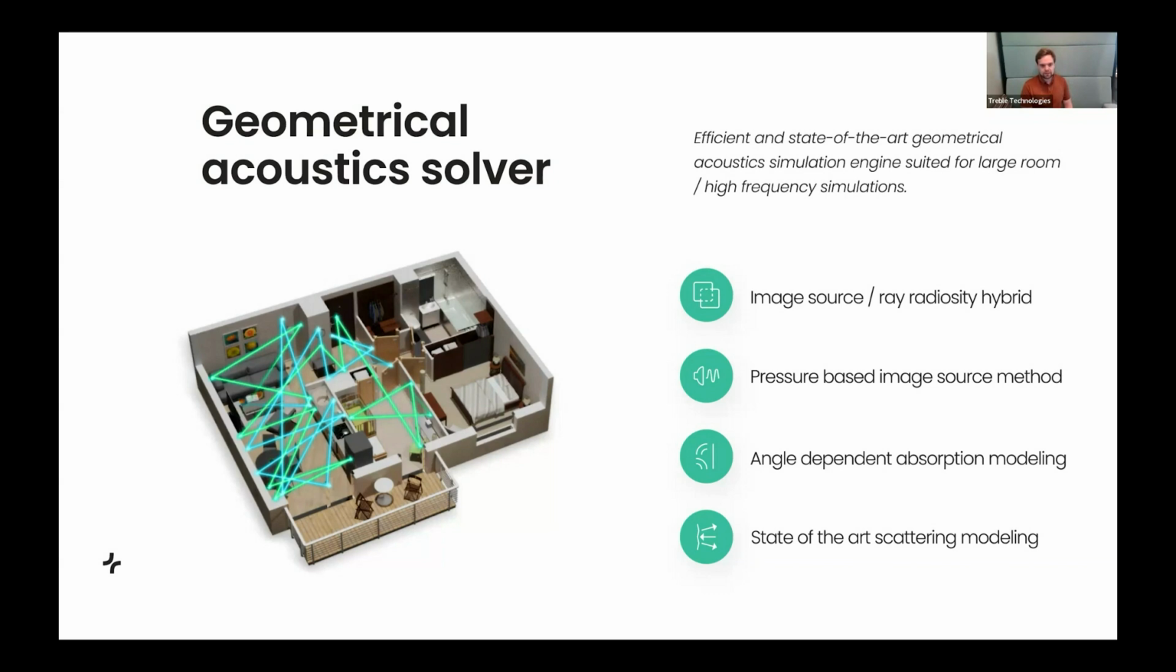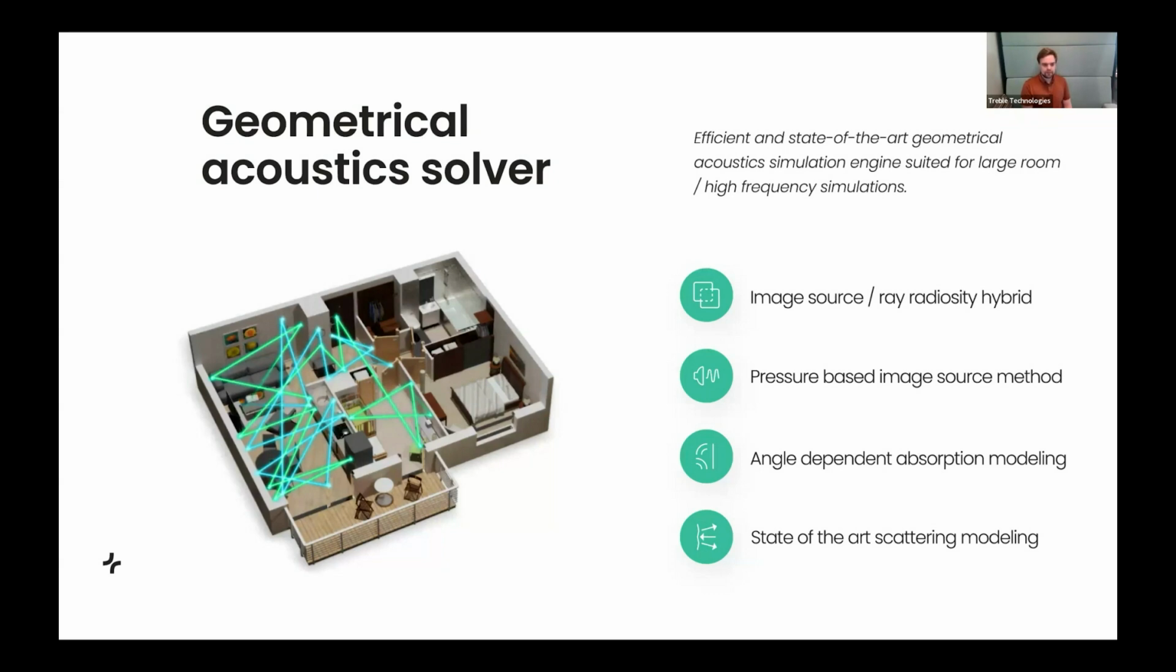It is deterministic in the sense that for a given setup, we know how many paths there are for a specific combination of a source and a receiver. Now, the image source method in Treble is unique in the sense that it is pressure-based. The ray tracer is energy-based, and the convention in other tools is that both the image source method and the ray tracer are energy-based. But here at Treble, we decided to implement a pressure-based image source algorithm.